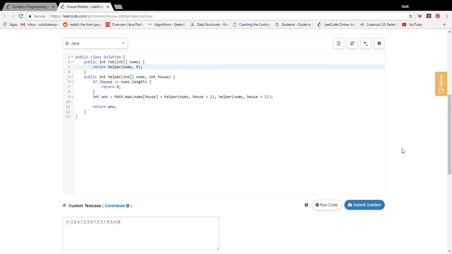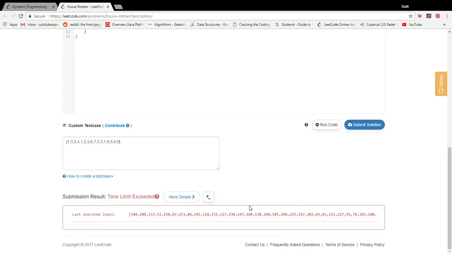Alright, however, let's go ahead and try to submit this solution. Uh-oh. Time limit exceeded. Really long street, a lot of houses. We ran out of time. We started robbing at night because that's what robbers do, and we ran out of time. Daylight came around, everybody woke up, and we couldn't rob any more houses. Okay.